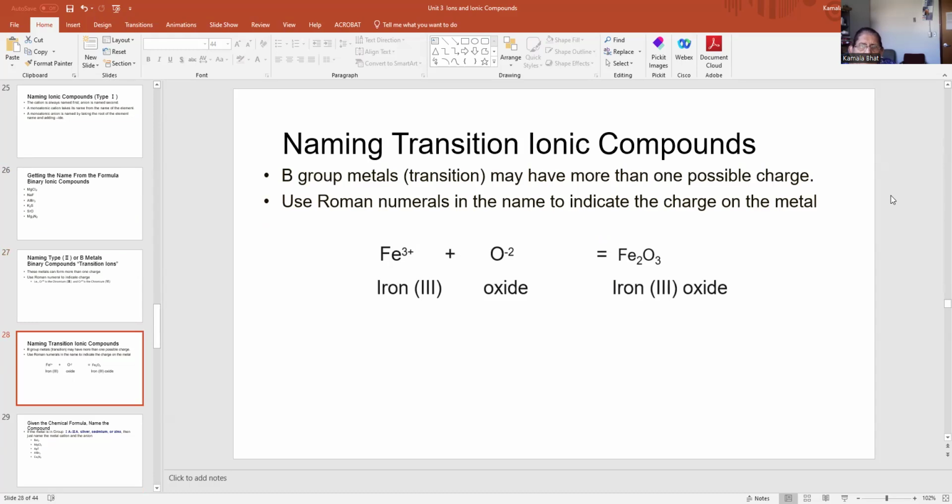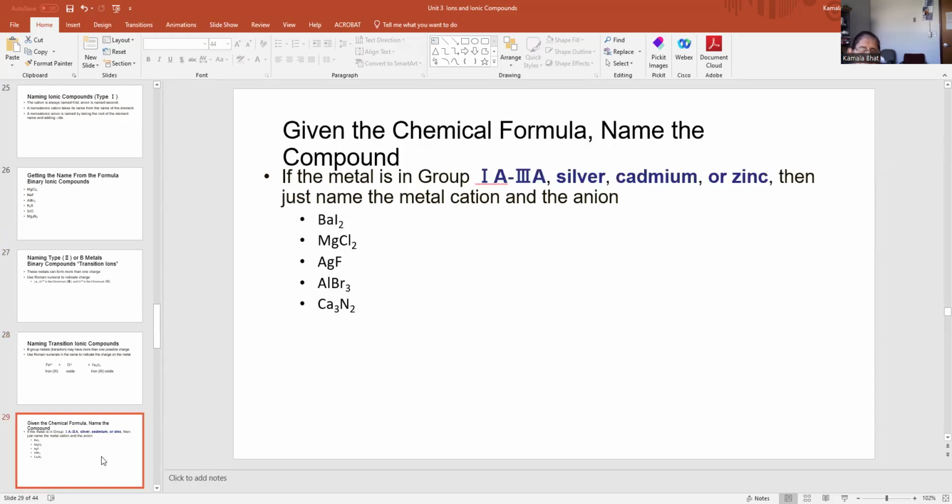Naming a transition compound. Because they have different possible charges, again, we use the charge on each of the ions, and when we write the compound, the metal is written fully, iron, and then we write the charge in Roman numerals and end it with oxide. Again, this is practice for you so that you can understand how to name.